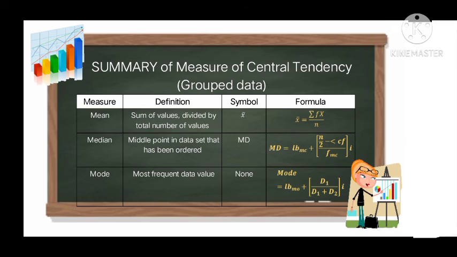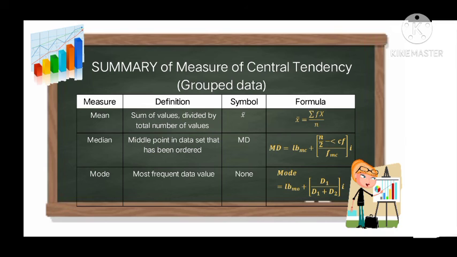Our median is the middle point in the data set that has been ordered. And the symbol is MD, and the formula is MD is equal to the lower boundary of the median class plus the quantity of n divided by 2 minus the less than cumulative frequency divided by the frequency of the median class times the class interval.